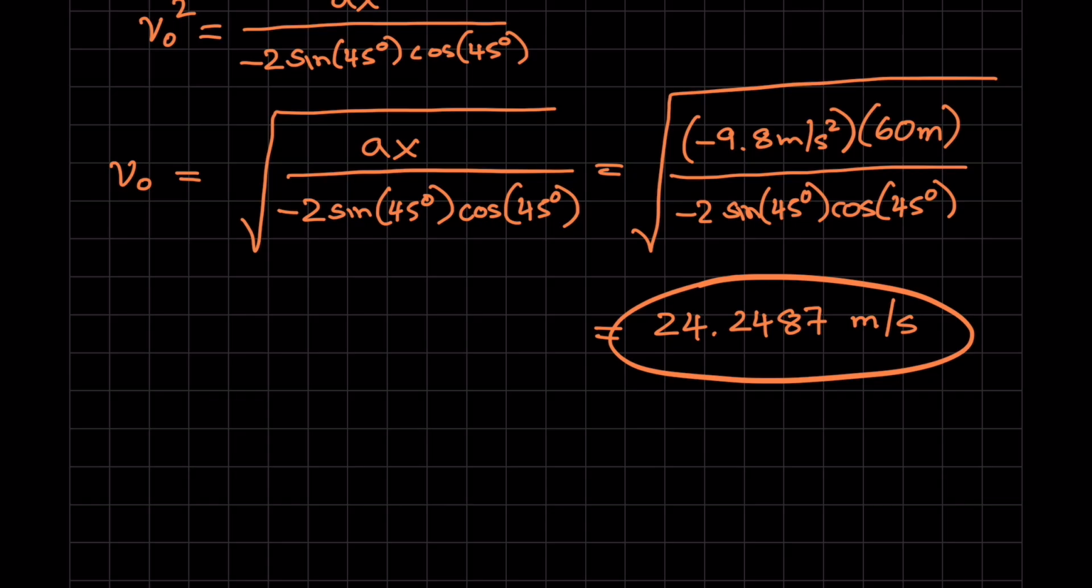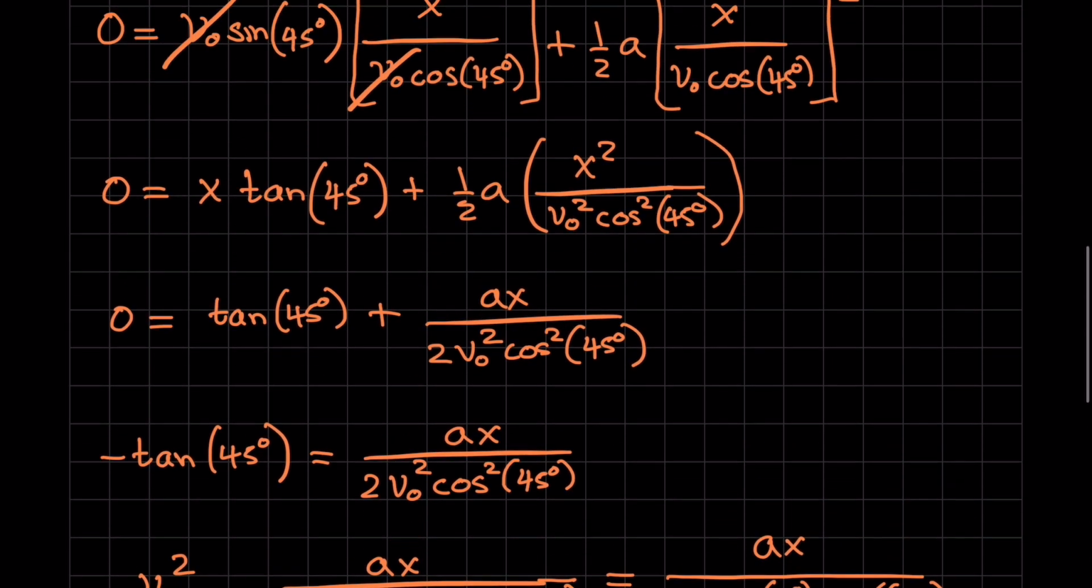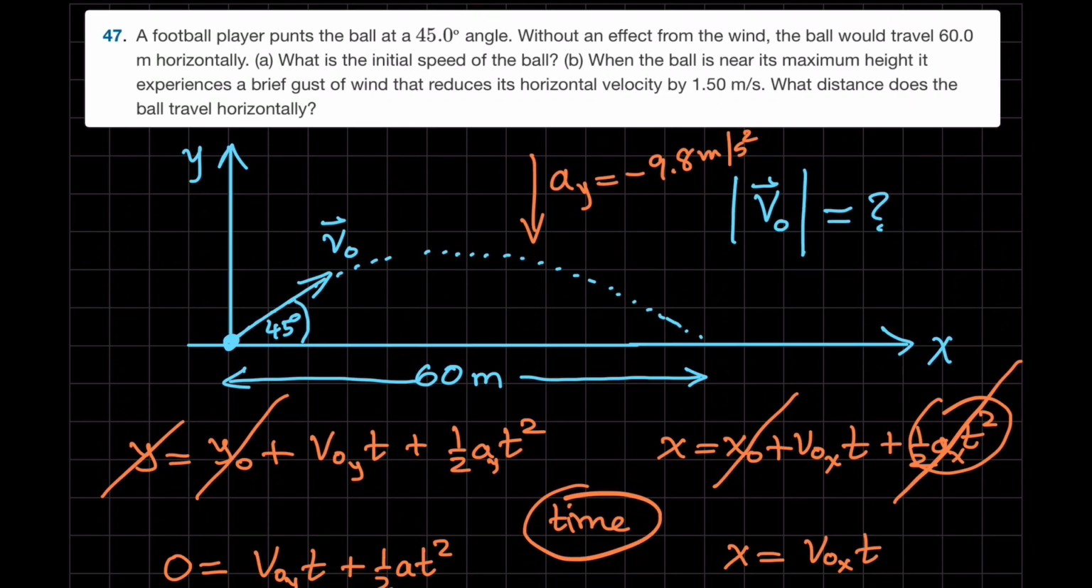Okay, so now that's the first part of the problem. We've figured out how fast this person punted this ball. Okay, so let's think about the second part of this problem. When the ball is near its maximum height, it experiences a brief gust of wind that reduces its horizontal velocity by 1.50 meters per second. What distance does the ball travel horizontally, right?